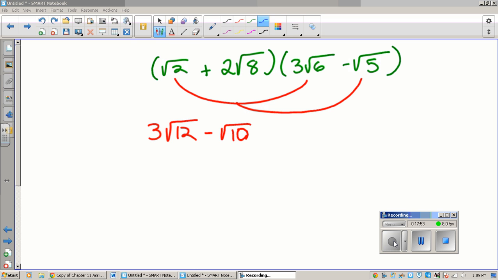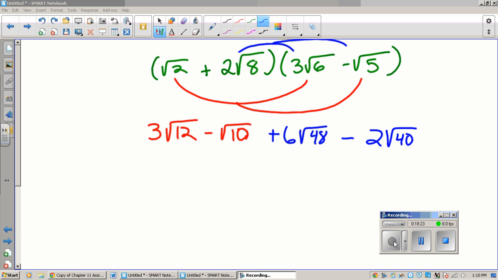And let's go ahead and use blue. Let's do the other expressions. We have 2 radical 8 times 3 radical 6. That's 2 times 3 is 6, so that's plus 6 radical, 8 times 6 is 48. And then 2 radical 8 times a negative radical 5. A positive times a negative is a negative, so it's negative 2 radical 40.